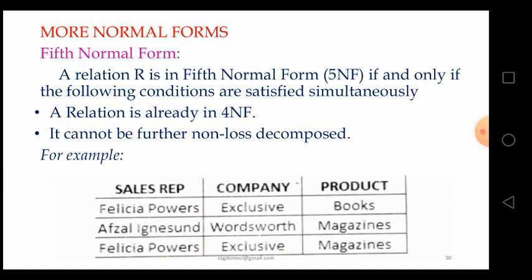A relation R is in fifth normal form if and only if the following conditions are satisfied simultaneously. The first condition is that the relation is already in fourth normal form, and the other condition is that it cannot be further non-loss decomposed. These are the two conditions for fifth normal form.